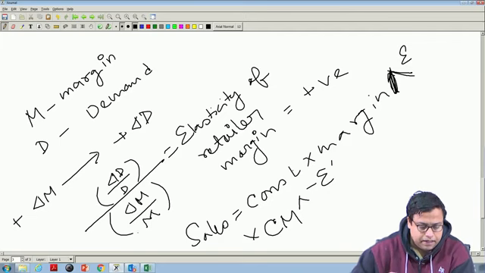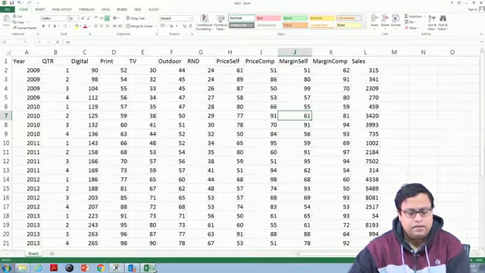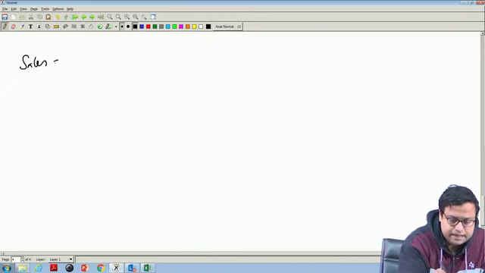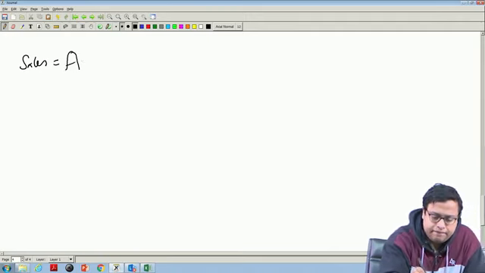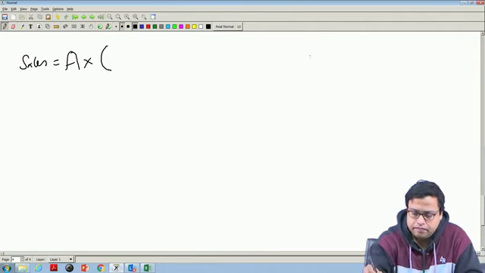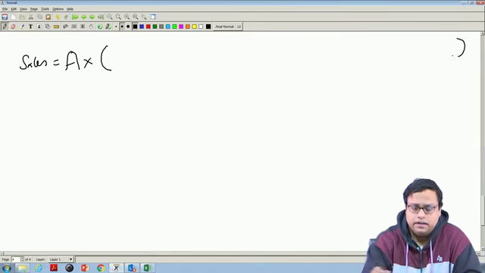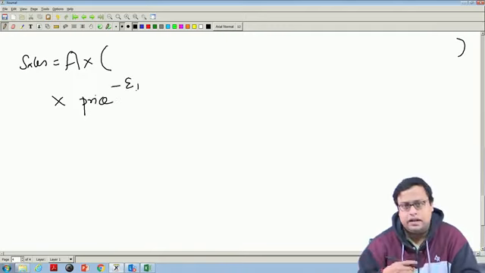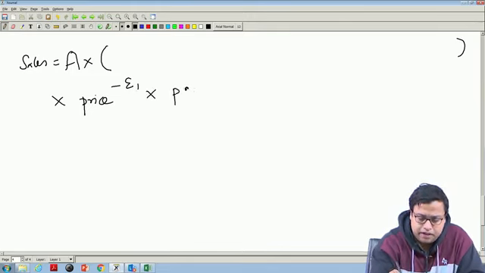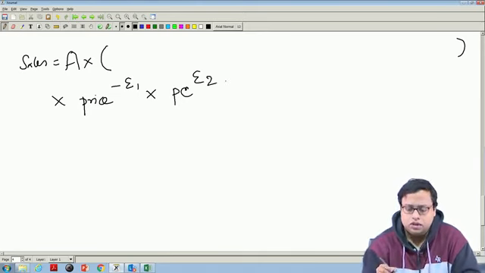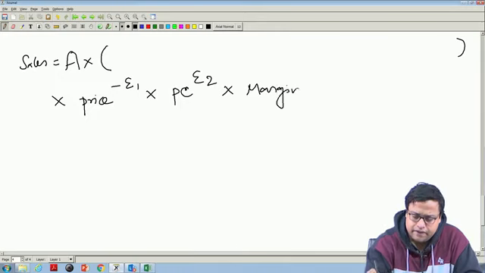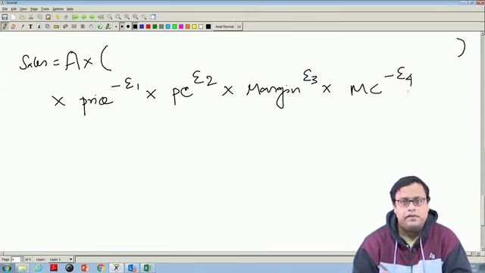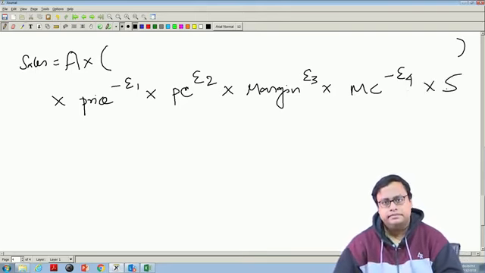Now, if all these things can be brought up, then what are the various formulas that we have? Then I will write down the various formulas. So, remember, then I can write down sales is equal to some constant A into, this part is big, I will write lots of stuff here, into price to the power minus elasticity 1, that is my price elasticity, into price of competitor to the power elasticity E2, into margin to the power E3, into margin of competitor to the power E4, into the seasonal index.